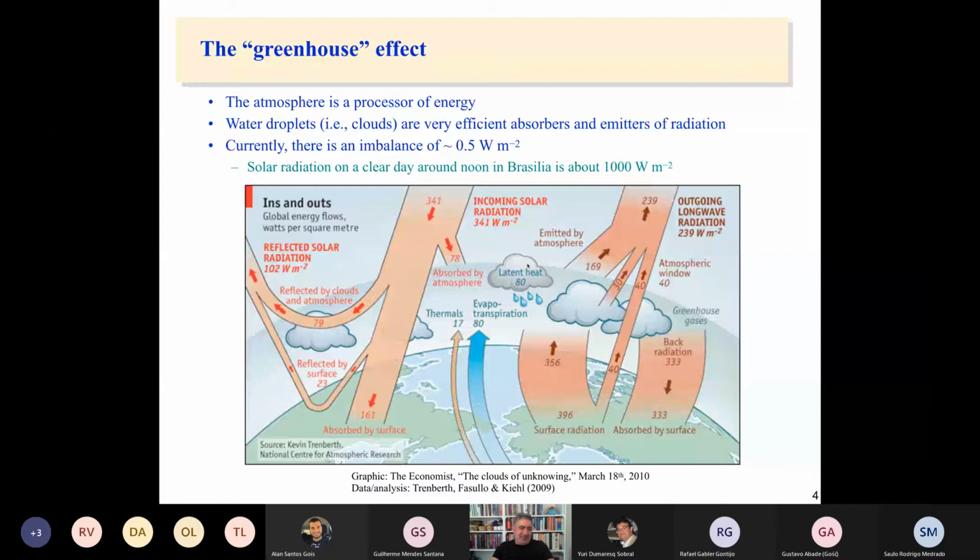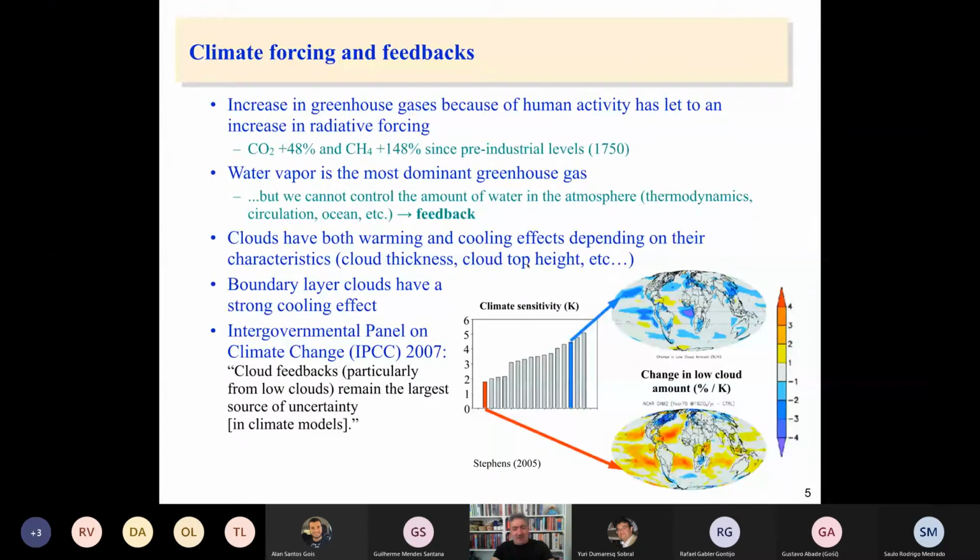So now we're going a step deeper, and we're trying to understand what is happening in this big processor of energy, our atmosphere. When we talk about the atmosphere and climate, there are two important concepts. The first concept is the forcing, and the forcing comes from greenhouse gases that are injected into the atmosphere, and they are well known to absorb radiation and raise the temperature around them. Carbon dioxide is about 48% more now than pre-industrial levels. Methane is a bit more intense. It's about 148% more in our atmosphere now since almost 300 years ago. So this is the forcing.